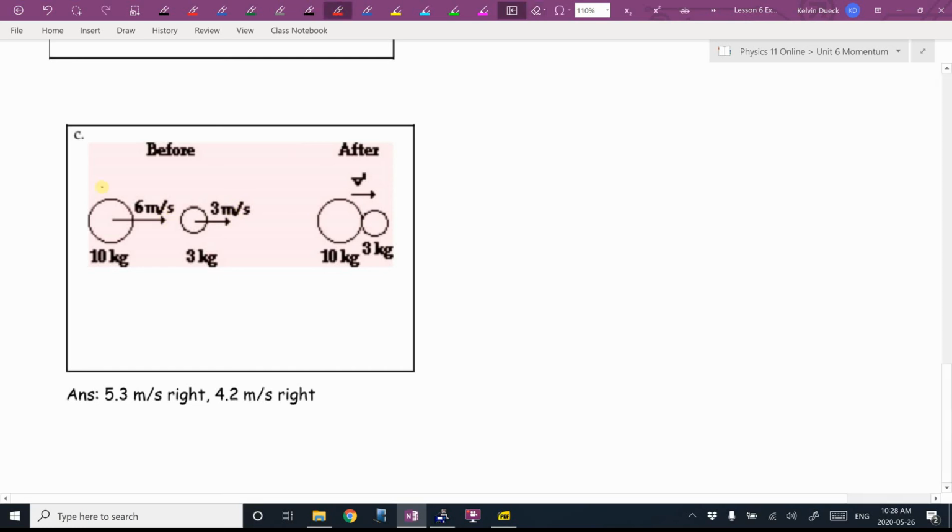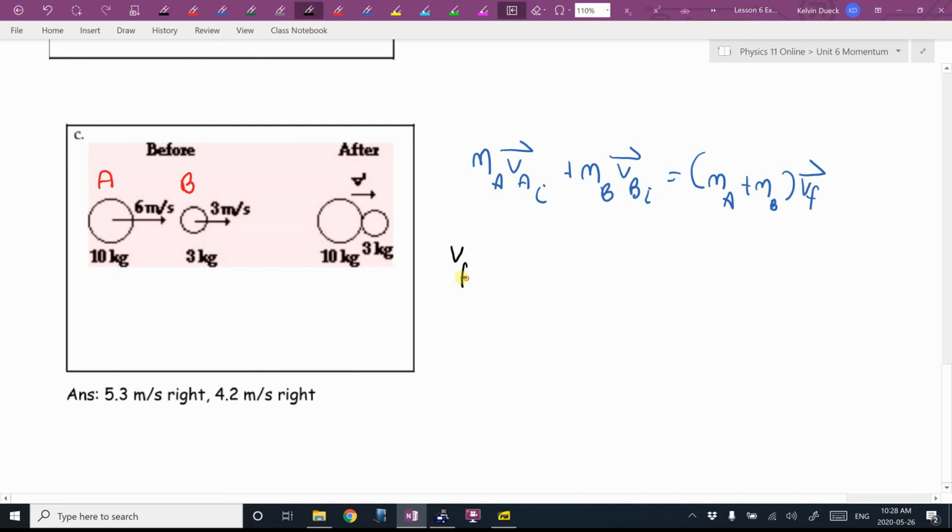Again, I'm going to call this mass A, mass B. So I'm going to have mass A, velocity A initial, mass B, velocity B initial, equals stuck together. The final is going to be mass A, 10 times 6 plus 3 times 3, all divided by 13. I added them up in my head. I divided that over myself.